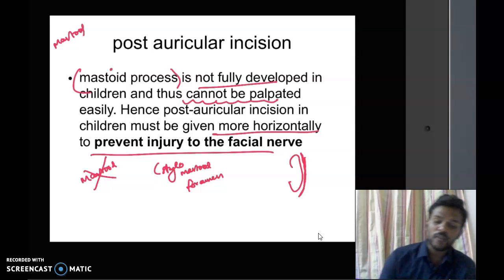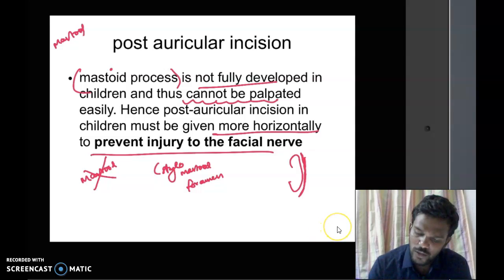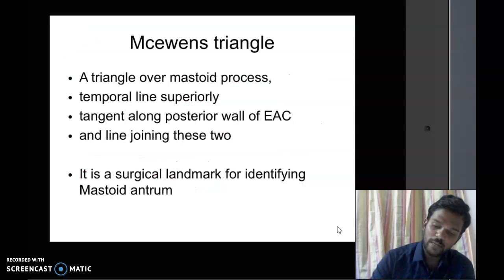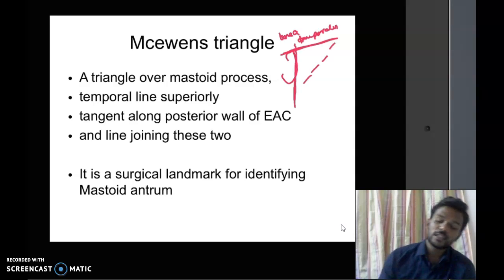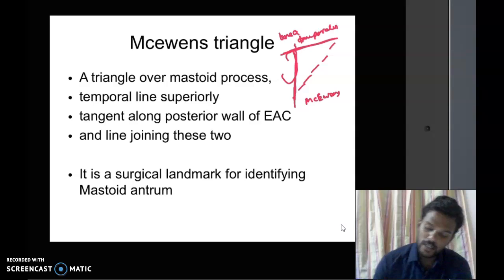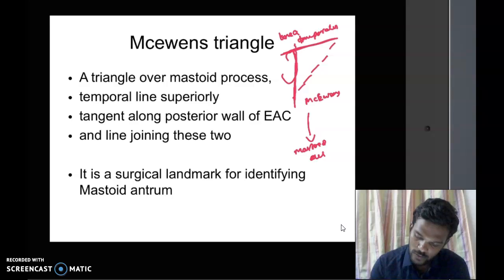So next, McEwen's triangle is actually a triangle over the mastoid process. Here there will be a line drawn along the linea temporalis superiorly, a line drawn along the posterior external auditory canal, and a line joining these two. This is our McEwen's triangle. Using McEwen's triangle, we can reach the mastoid antrum, which will be approximately 1 centimeter beneath.